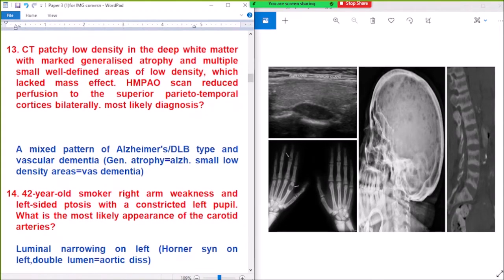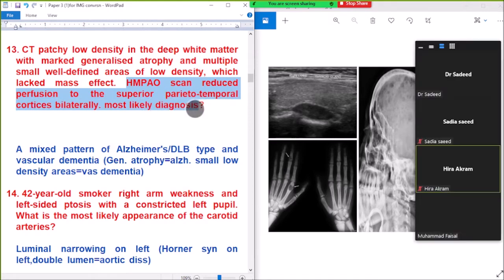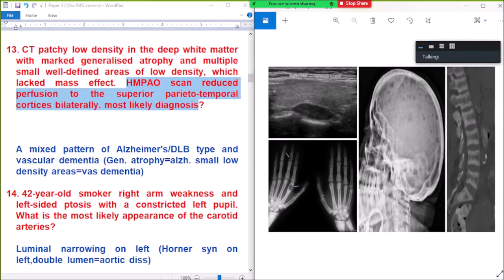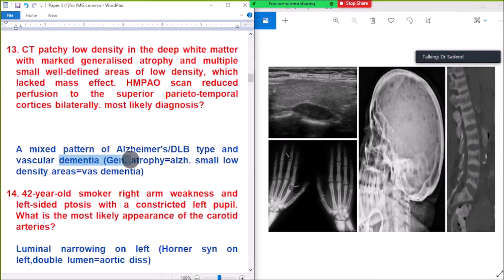Question number 13. Patchy low density in the deep white matter with marked generalized atrophy and multiple small well-defined areas of low density which lack mass effect. HMPAO SPECT shows reduced perfusion to the severe prior to temporal coordination bilaterally. Most likely diagnosis, a mixed pattern of Alzheimer's, DLB type, and vascular dementia. Generalized atrophy is Alzheimer's disease, and small low density areas is vascular dementia.